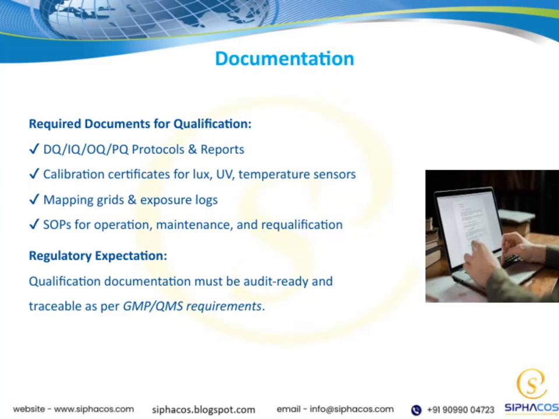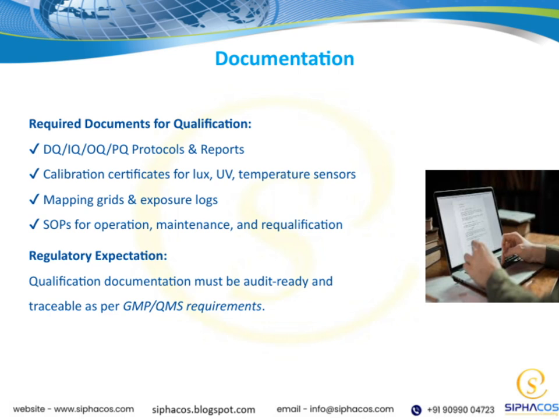Let's talk about documentation, which is a crucial part of ensuring quality and compliance. When it comes to qualification, there are several key documents you need to have in place. These include the DQ, IQ, OQ, and PQ protocols and their corresponding reports. These documents help us verify that equipment and systems meet all specified requirements at each stage of qualification.